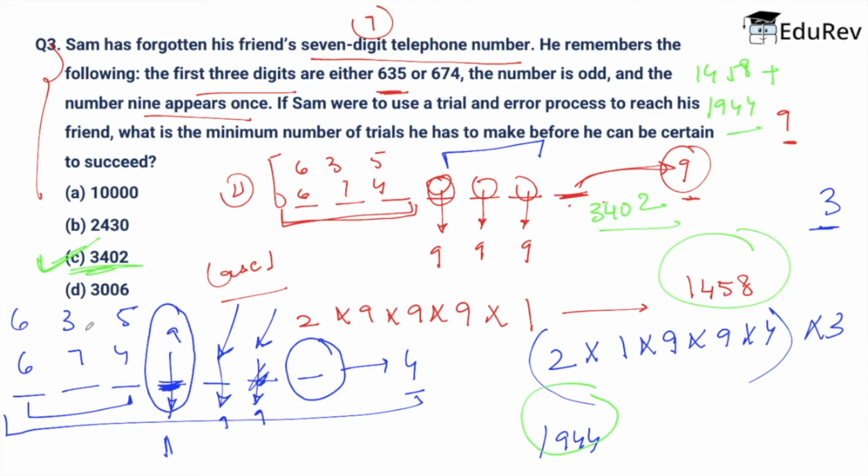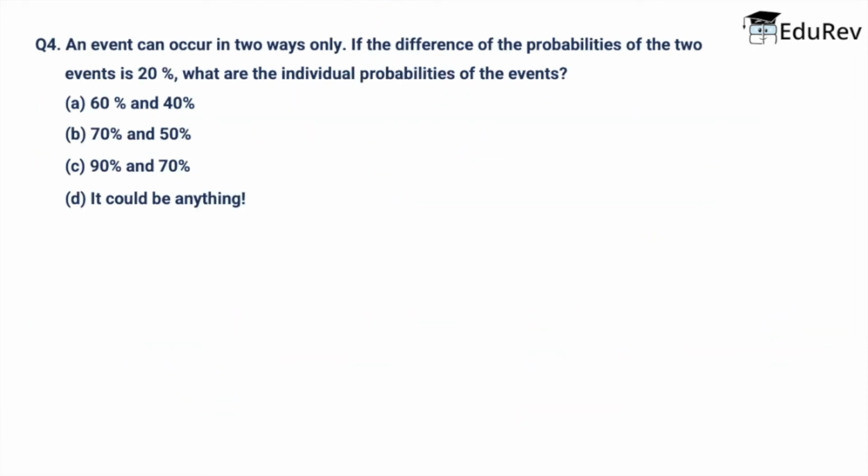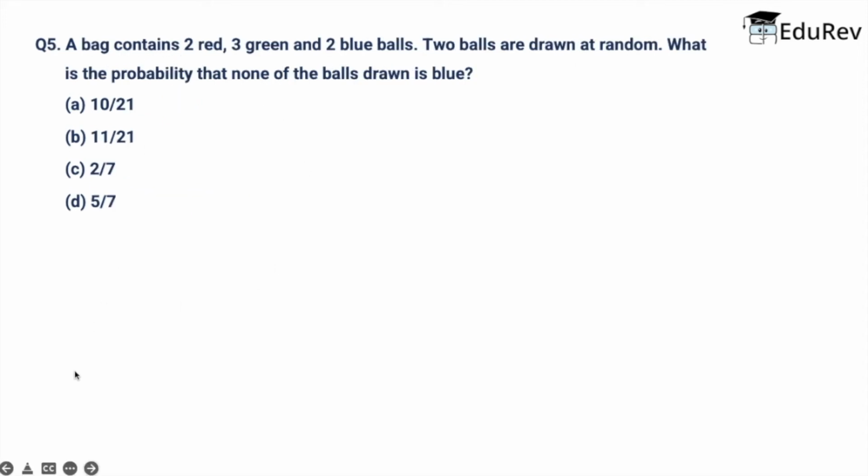Let's move on to question number 4. Alright, let's do question number 4. Question number 4 says that an event can occur in two ways only.